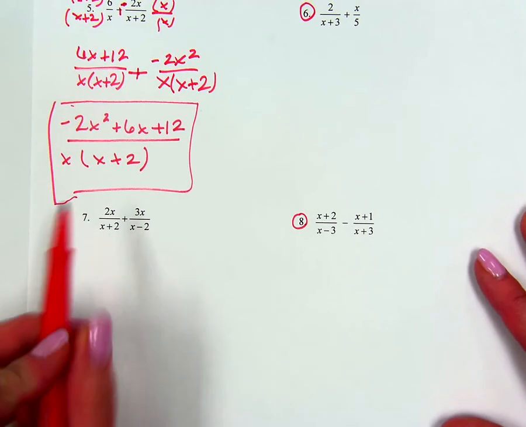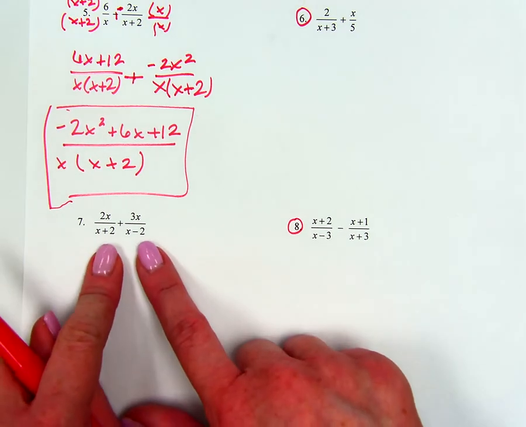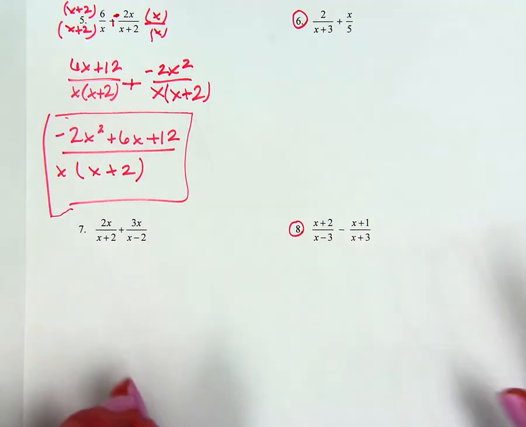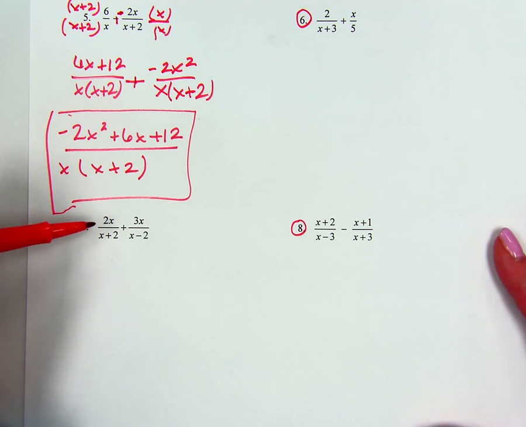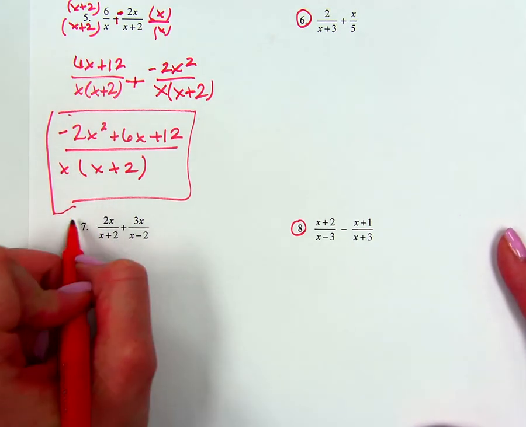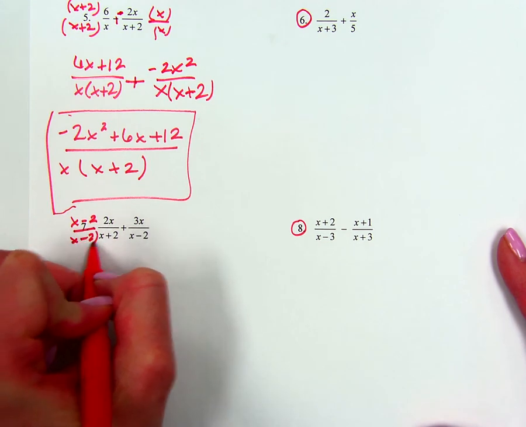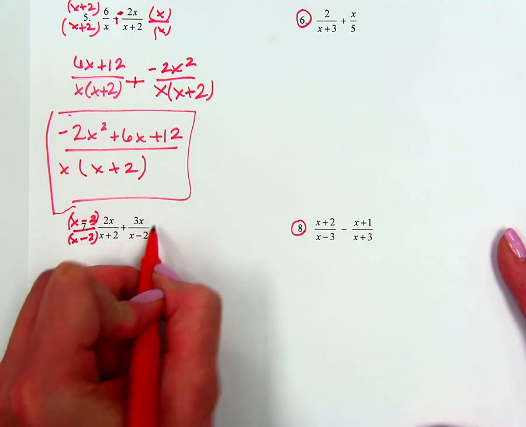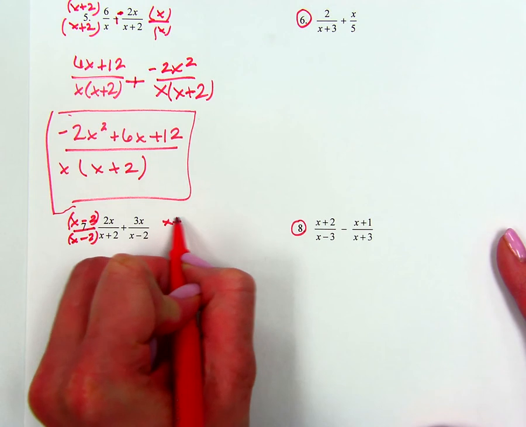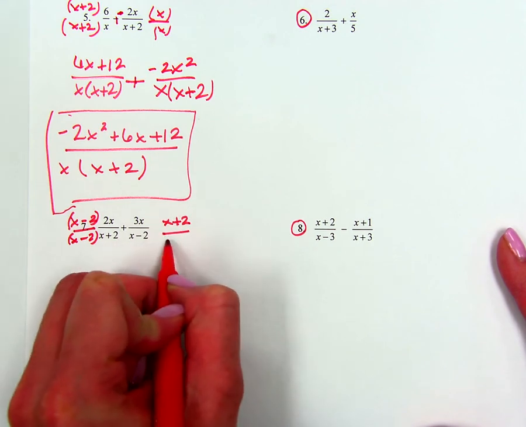So again, first thing we're checking is the denominator. The denominators do not match, so we need to multiply the numerator and the denominator by the opposite. So this first fraction, we're going to multiply both the top and the bottom by x minus 2. And over on this side, same thing, x plus 2, because that's the opposite denominator.